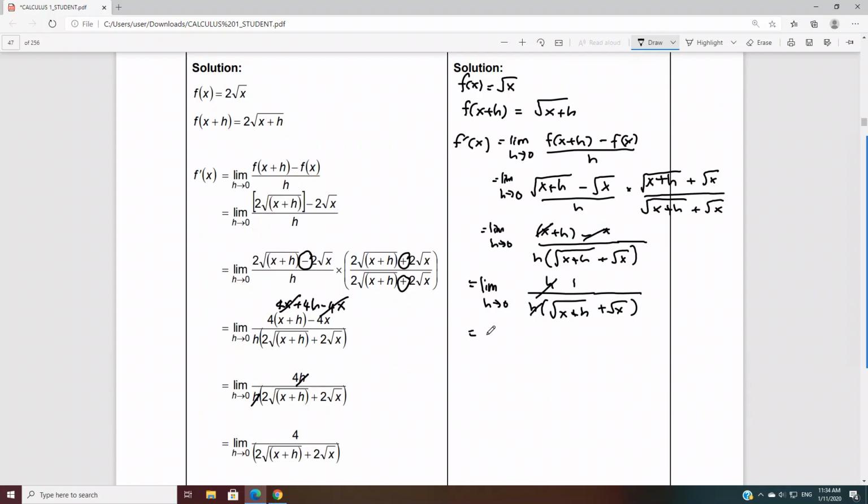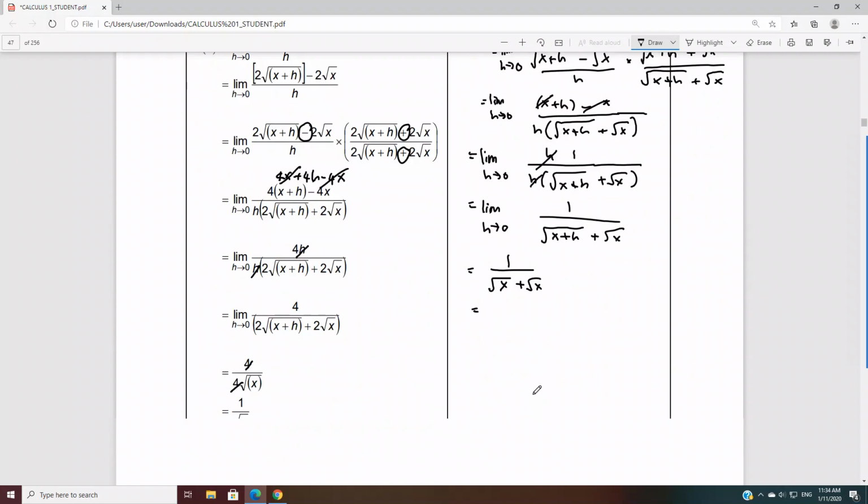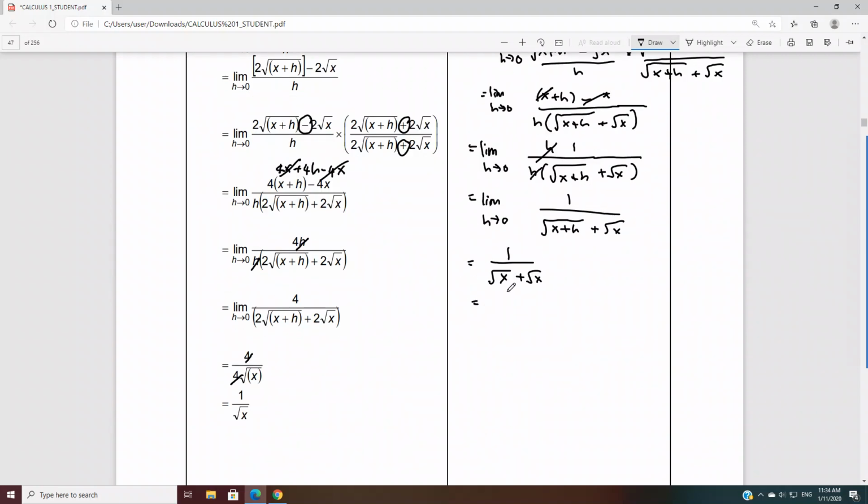So jawapan dia limit h equals to 0, 1 over square root of x plus h plus square root of x. Okay, so kita ganti, substitute h with 0, akan dapat 1 over square root of x plus square root of x. So akan dapat berapa? Akan dapat 1 over 2 square root of x. So ni lah jawapan dia.